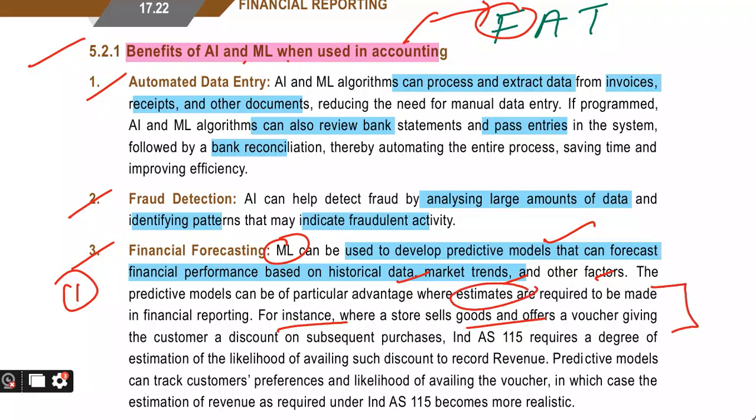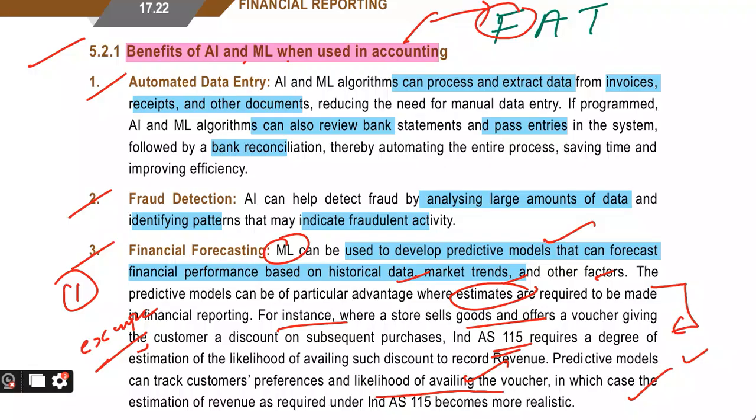For this estimate they have given an example of Ind AS 115. In Ind AS 115 there is a concept called likelihood, the likelihood of availing the vouchers. It is useful to find the likelihood of which people would use the voucher, who will use the voucher. That is the example given here. You can run through this example. So this is your first benefit, financial forecasting.